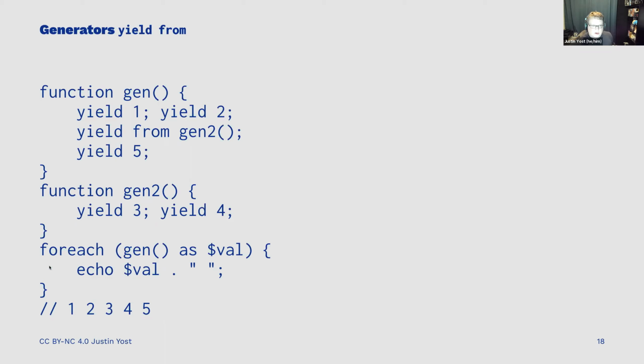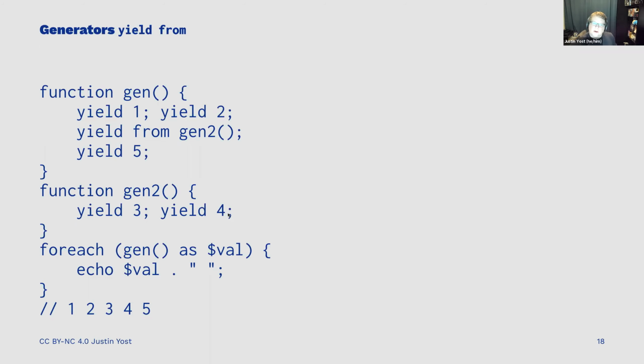We echo here. We come back around. We loop back around. We say go back into gen. We go into here. We unpause here. But because we're using yield from, we need to keep going through gen 2 until gen 2 is done. So now we come back to here. We unpause after this yield 3.